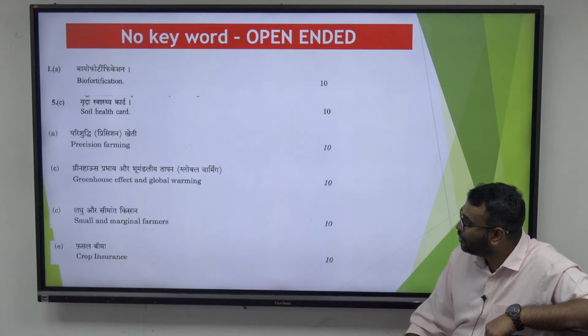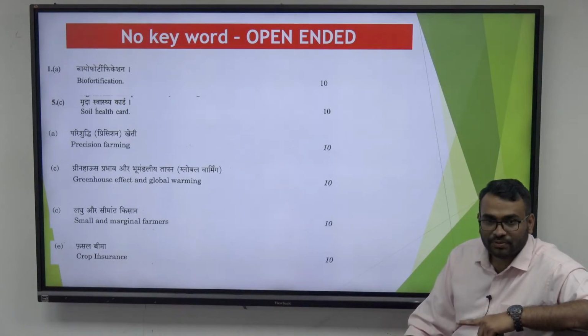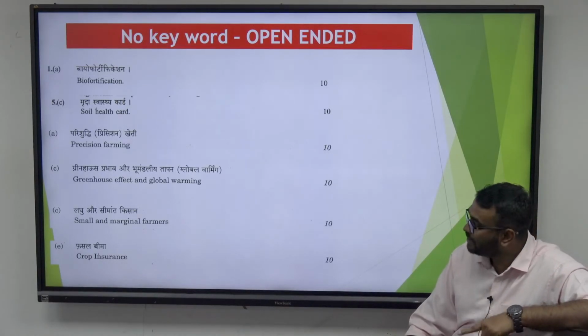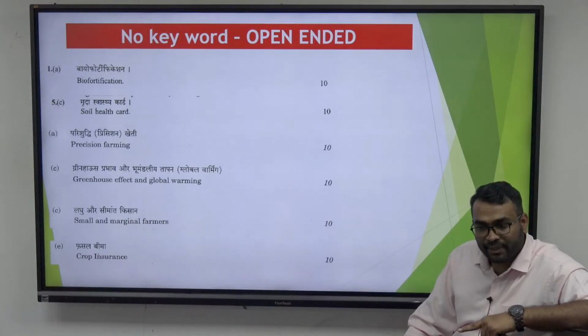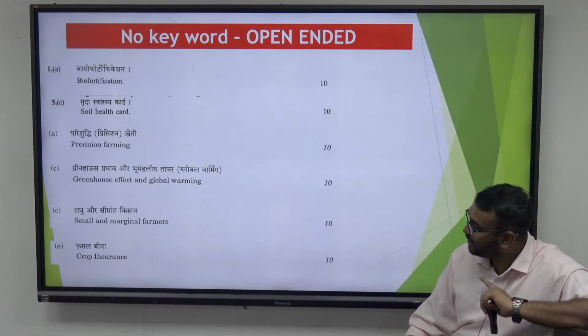So, greenhouse effect and global warming. At least here there are two things. Now division of space is not tough. One page for one and one page for the other. So here again, definition, why it is happening, what are the impacts. The same structure can be given for both.